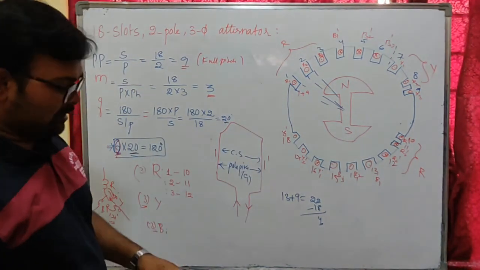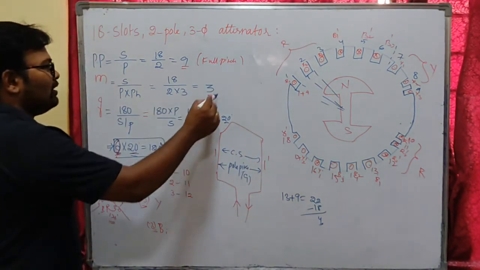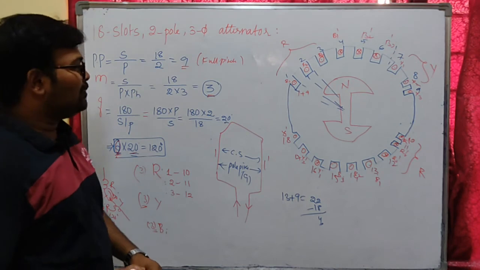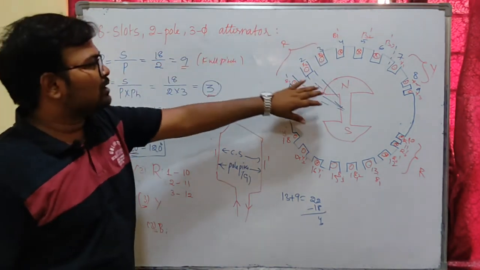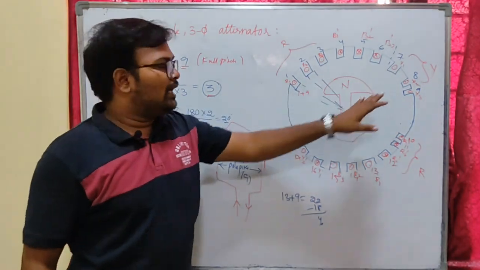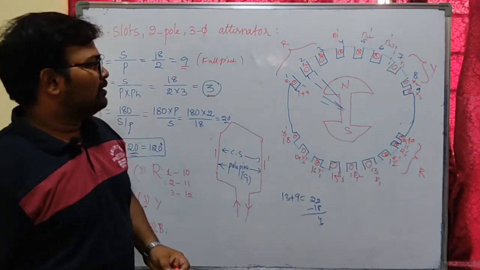I hope you understand the placement of windings in the slots. For the R phase, this 3 gives the information about how many slots are available for each phase under one pole. So that is 3 here. That means for the north pole we will have 3 slots for each phase, and under the south pole also we will have 3 slots for each phase. So that is the idea. With this you have understood.